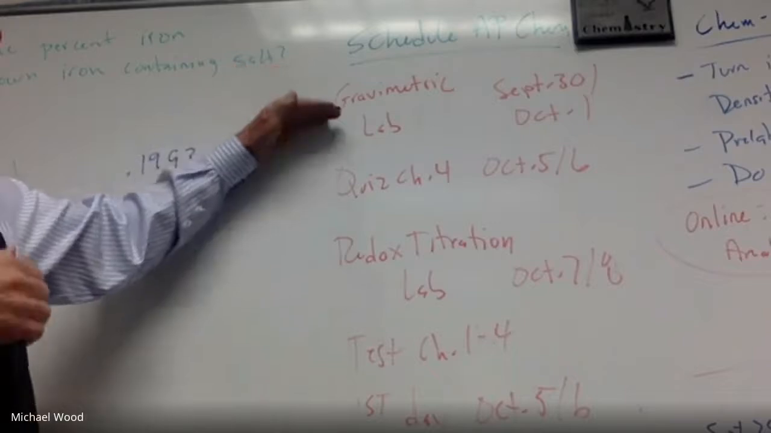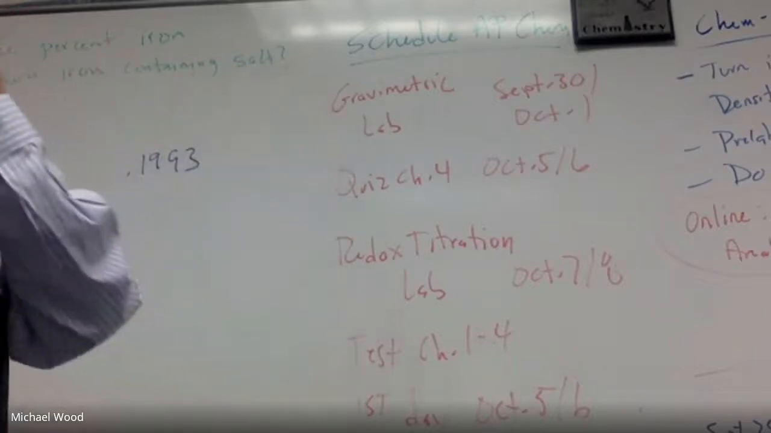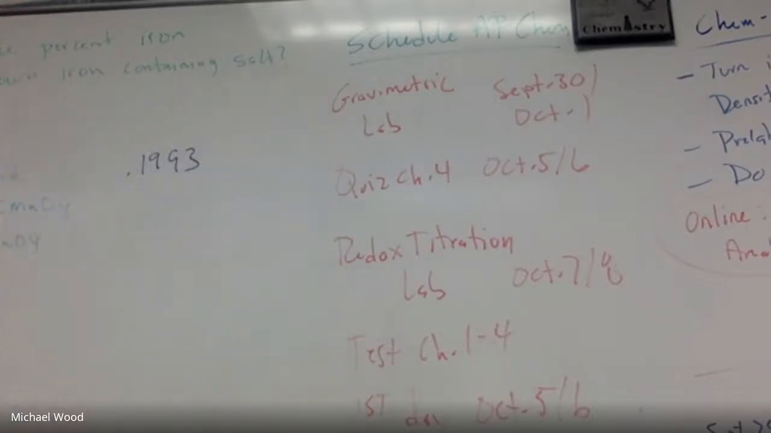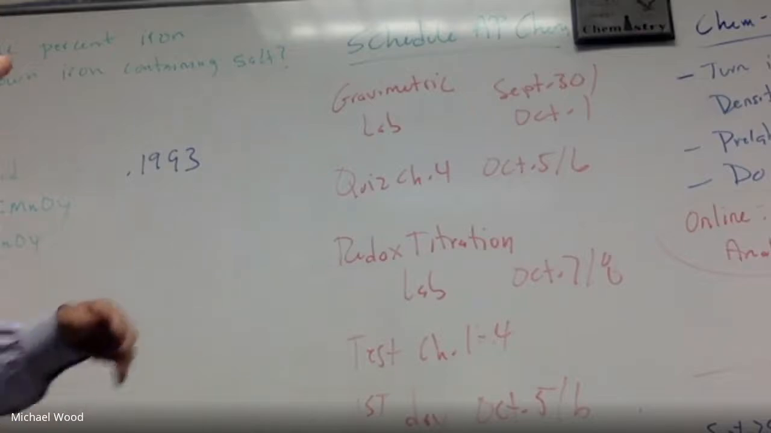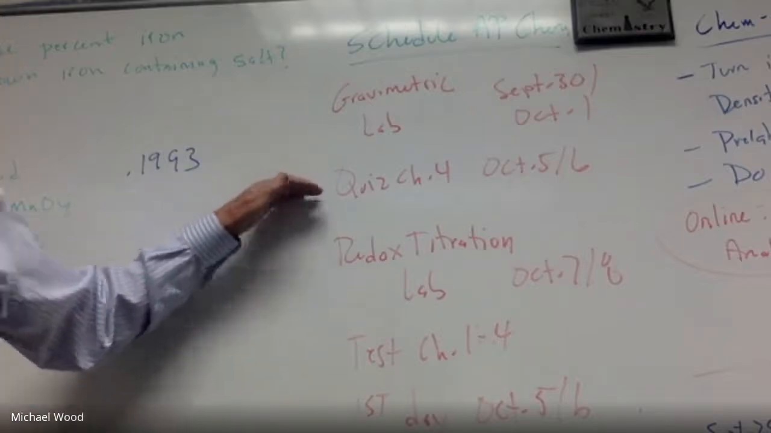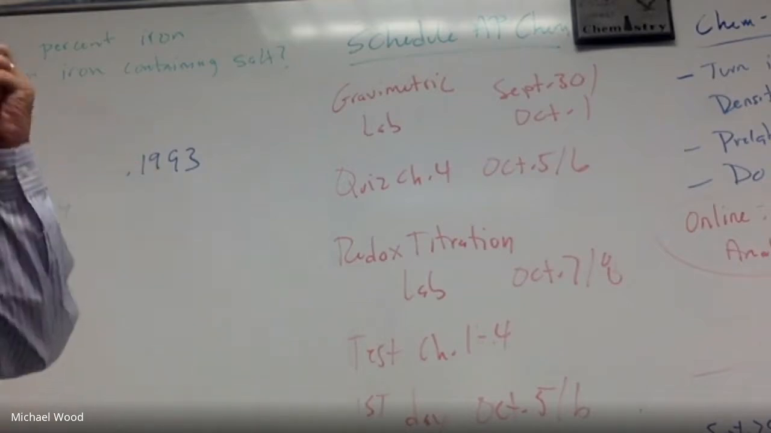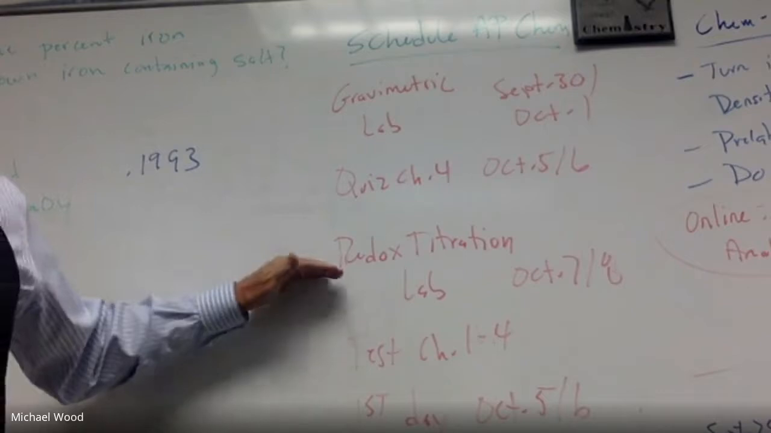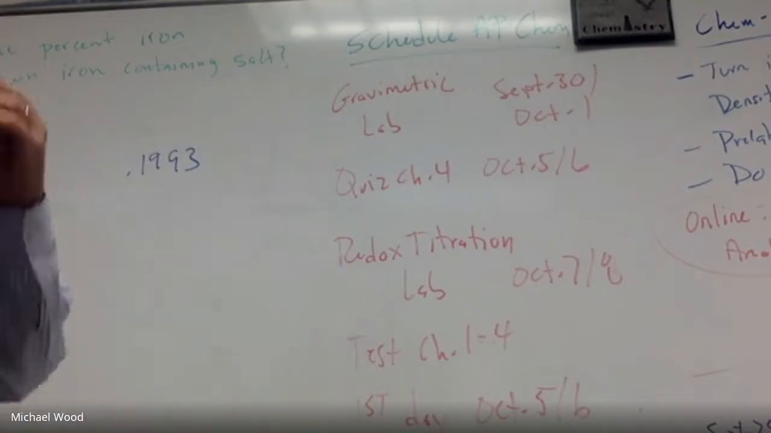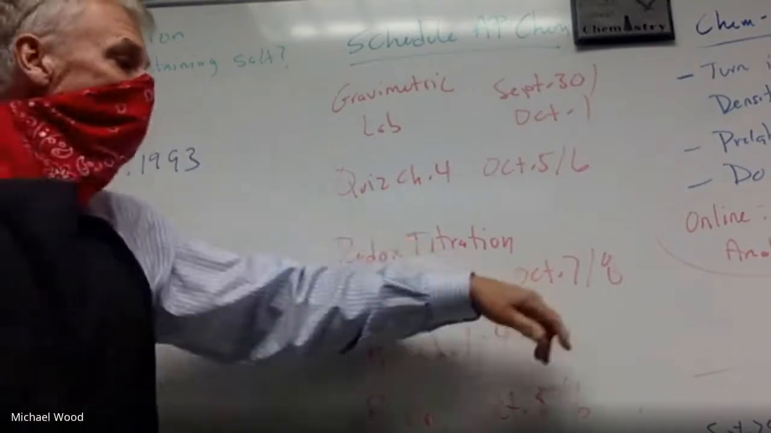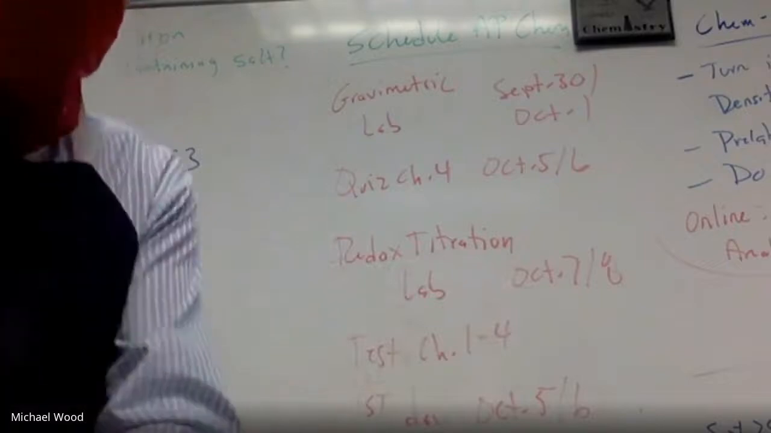But on Wednesday, Thursday, the gravimetric lab is due. And you might have questions. Both of you guys had questions on that today. The quiz for Chapter 4 is due the following week on Monday, Tuesday, October 5th or 6th. This lab that we're starting today is going to be due on Wednesday, Thursday, 2 weeks from now. And then remember, test.